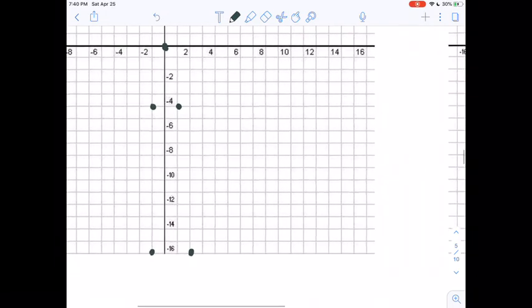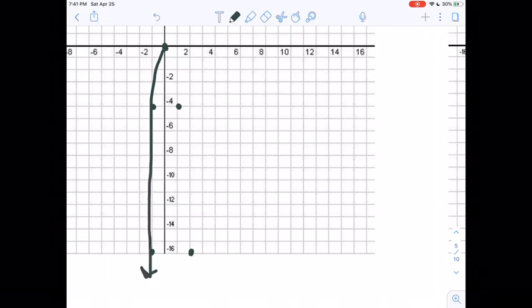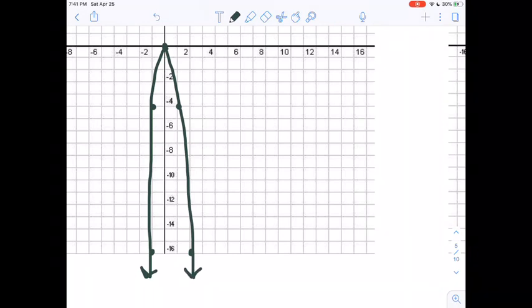Notice how narrow my graph is. And that's because I'm multiplying by a large number to the x squared. Remember, the larger the number, the more narrow it's going to be. Sorry, this should be a little more curved. Okay, and that's your parabola.